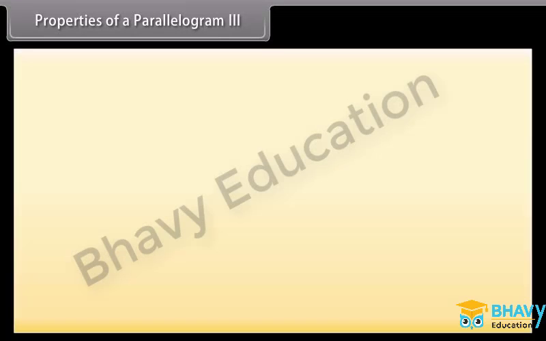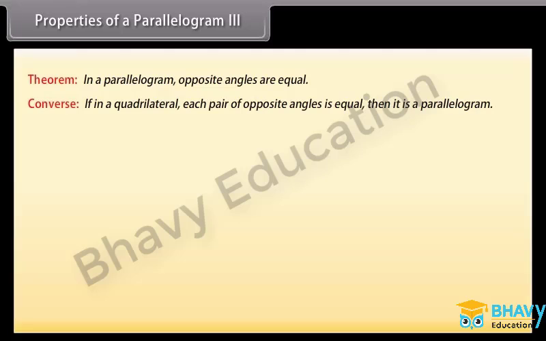Properties of a parallelogram 3. Another property of a parallelogram says that in a parallelogram, opposite angles are equal. The converse of this theorem says that if in a quadrilateral, each pair of opposite angles is equal, then it's a parallelogram. Now let us find one more property.